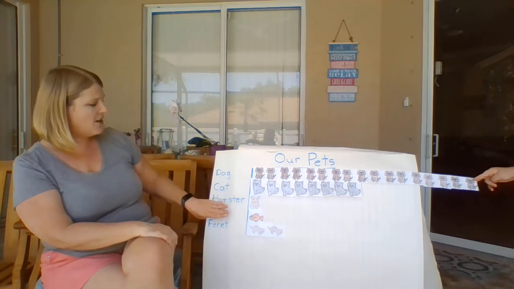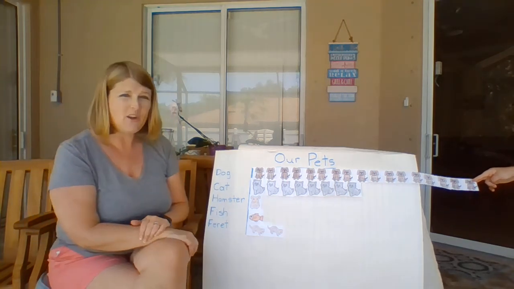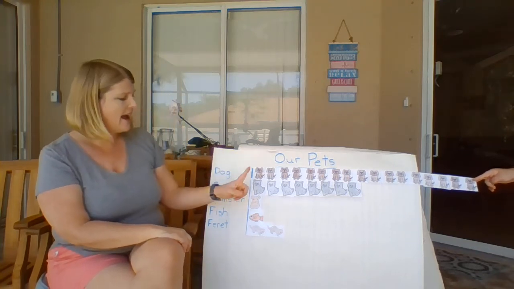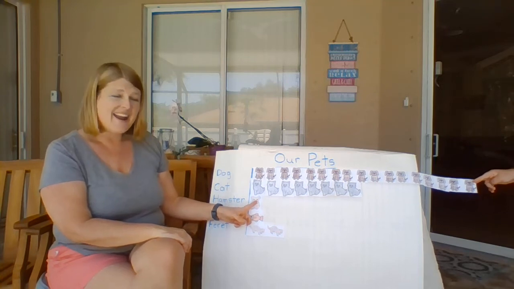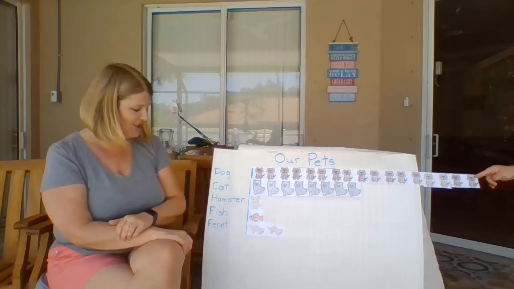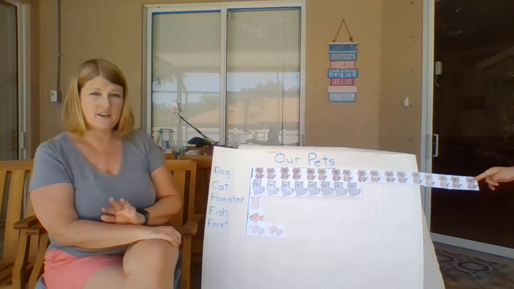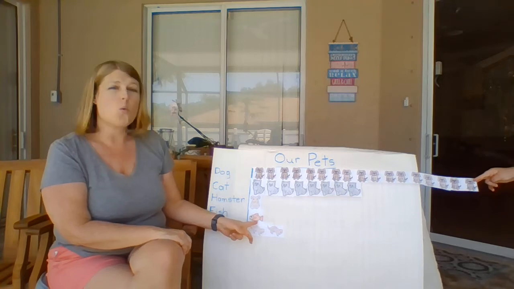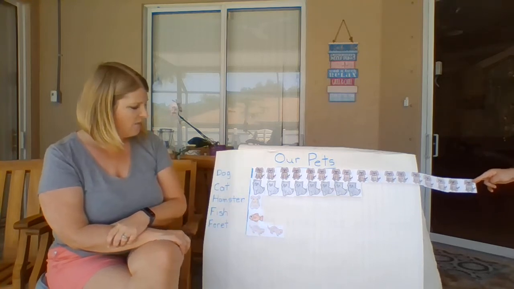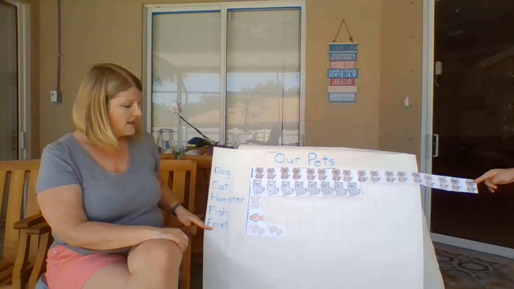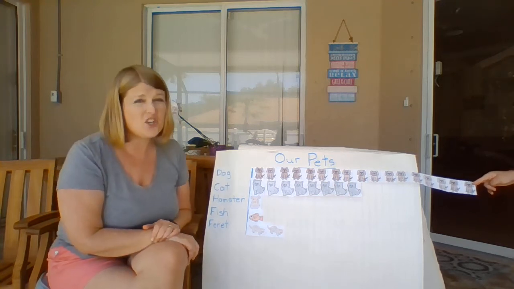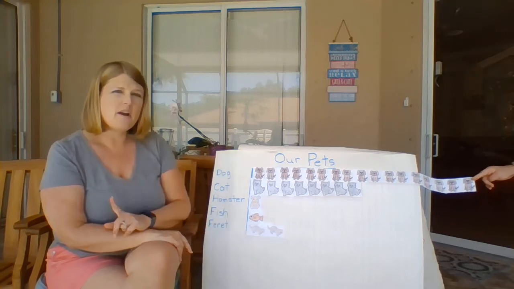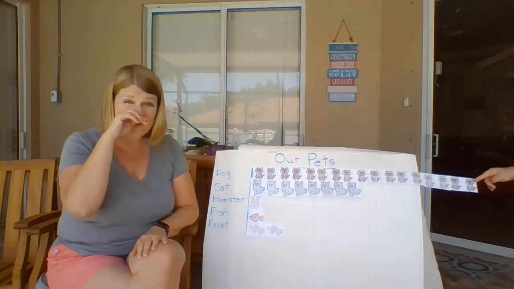Good job. Let's go to hamster next. Remember, each picture represents one animal. So we have 1 hamster in our homes. Good job. Now let's go to fish. Ready? Each picture represents one animal, so we have 1 fish in our home. Great job. And the last one is ferret. Each picture represents one animal, so we have 2 ferrets in our home.